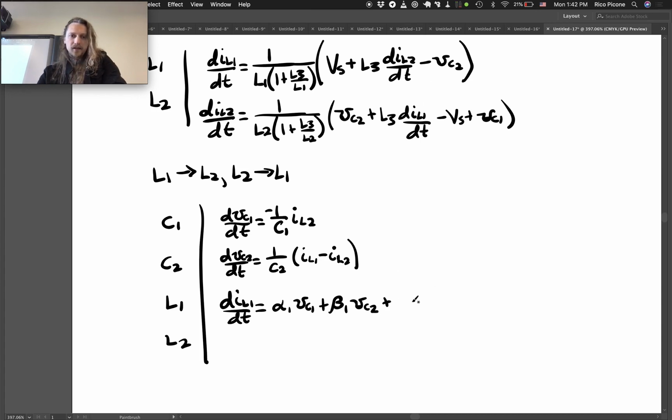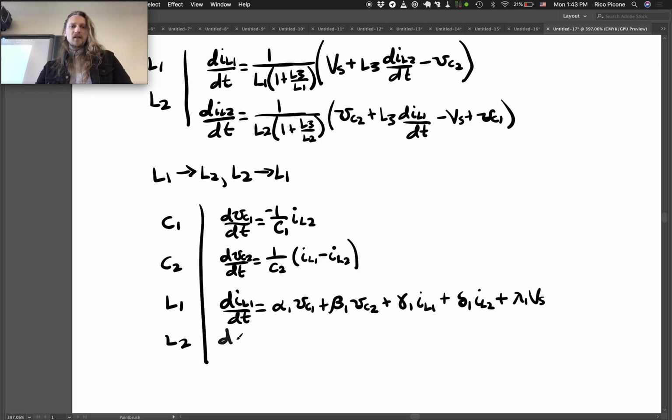Plus gamma 1 times IL1, plus some delta 1 IL2, plus lambda 1 IL3. Or no, there's no IL3. Oh, lambda 1 Vs.